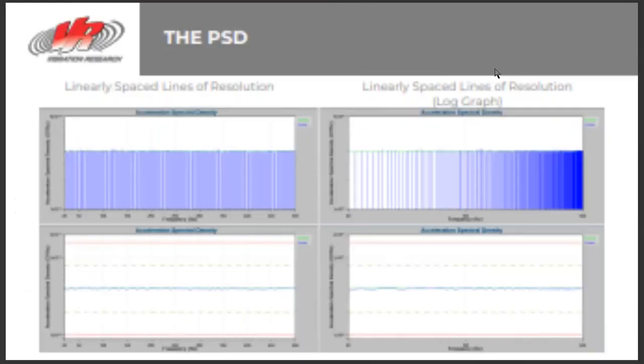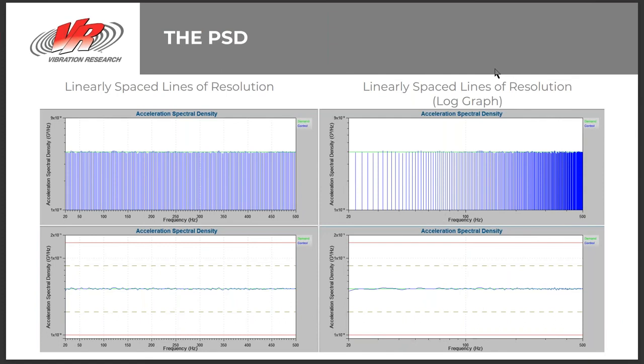Next, we look at how the PSD is spaced in lines of resolution. These lines are linearly spaced. So when we set up our lines of resolution in random, there are 2 variables that are calculated based on our settings: the frequency resolution, based on the number of lines and the sample rate, and an update interval, which is how the graph and the PSD calculation is updating. You can adjust these settings so that you get the right settings for the test that you are trying to run.